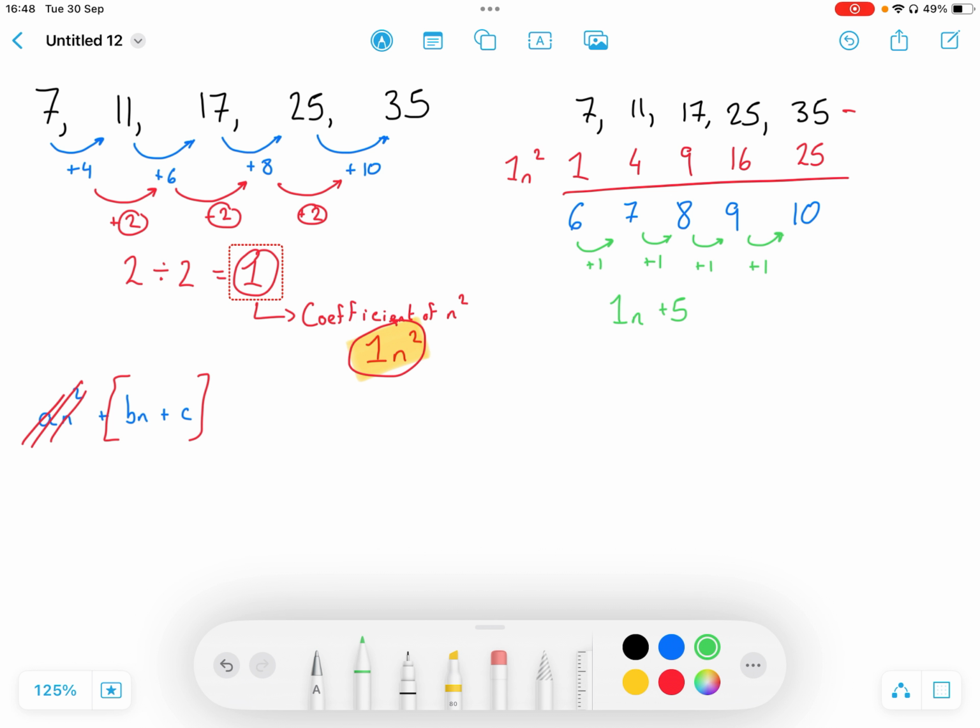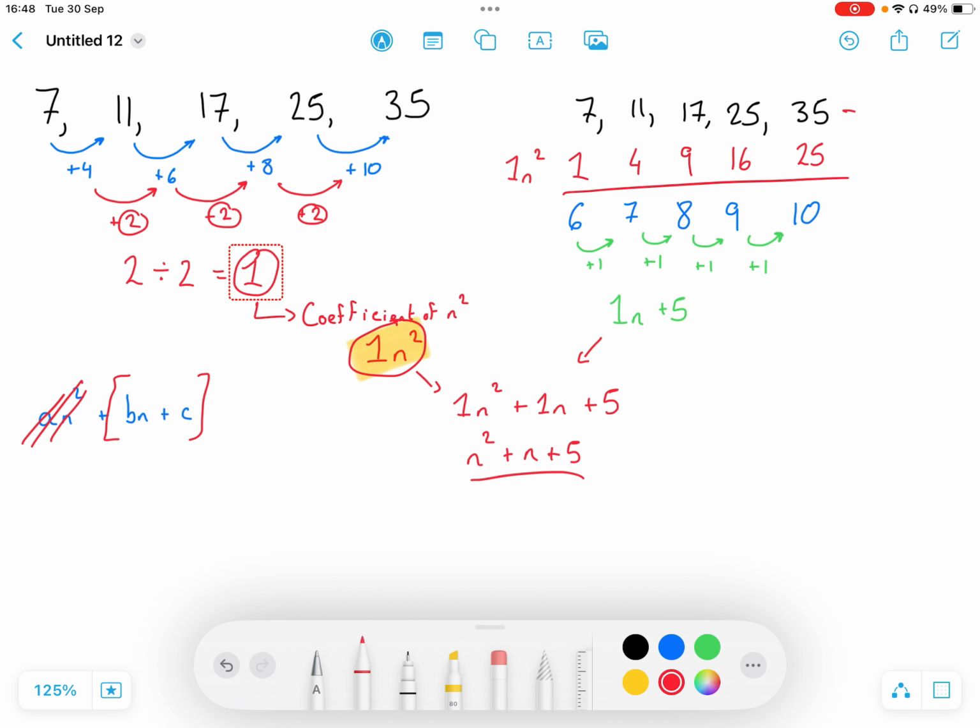So my final step is bringing it all together. I have got 1n squared plus 1n plus 5. If I was a foolish child, I would leave it like that. Obviously, we know in algebra, when I've got 1n squared, I don't need that 1. That's just n squared plus n plus 5. Beautiful. That is how we do the quadratic nth term.